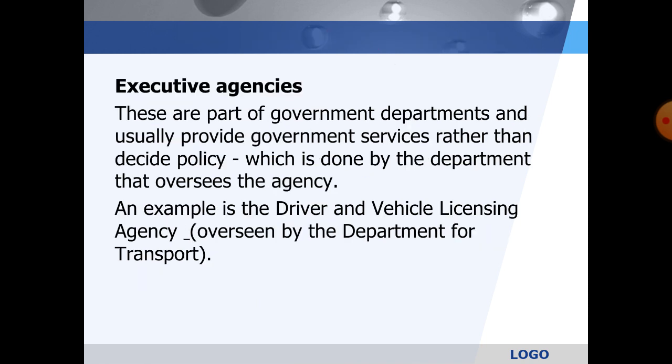Executive agencies. They are part of government departments and usually provide government services rather than decide policy, which is done by the department that oversees the agency. An example is the Driver and Vehicle Licensing Agency, overseen by the Department for Transport.